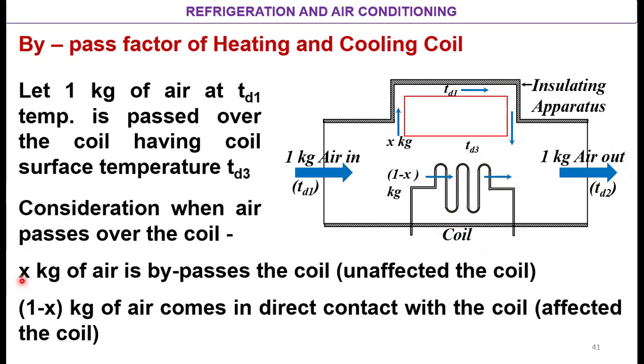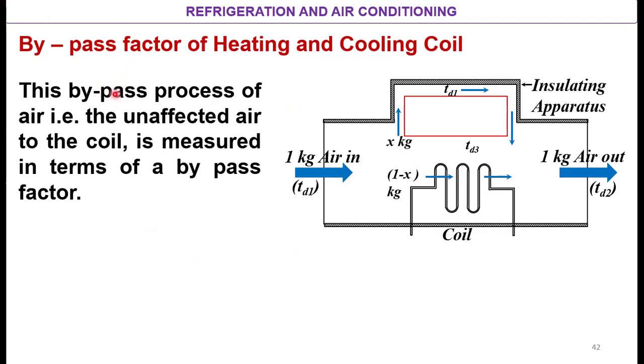So that is mentioned here. x kg of the air is bypassing the coil, that is, not coming in contact with the coil. It is unaffected. And the remaining air, 1 minus x kg, comes in direct contact with the coil. I have shown that with the help of this arrow, the air is passing over the cooling or heating coil, depending upon whether you are carrying out the heating process or the cooling process.